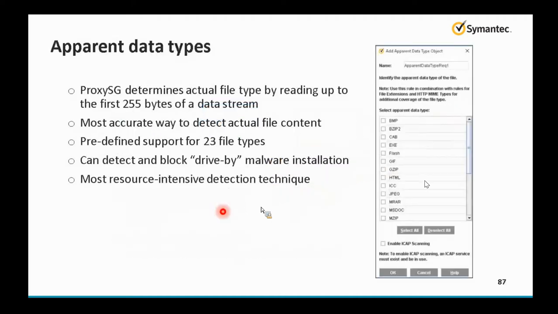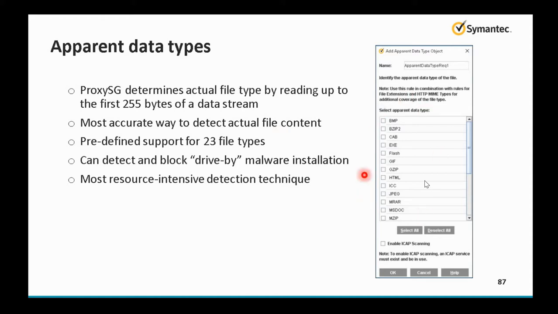So the effective way of doing it is using the apparent data type. What is the apparent data type? The proxy will perform deep packet inspection and determine, based on the first 255 bytes of the file, what is the actual file type of the file. And that is why this technique is resource intensive. Imagine, every file that the proxy sees, it will check the first 255 bytes of the file to determine the actual file type.